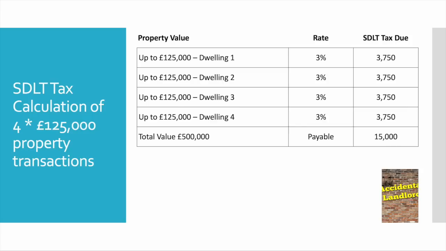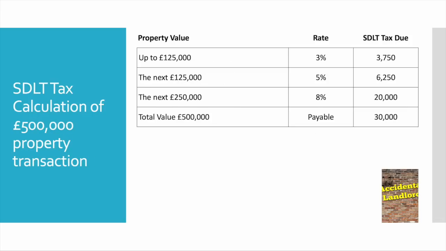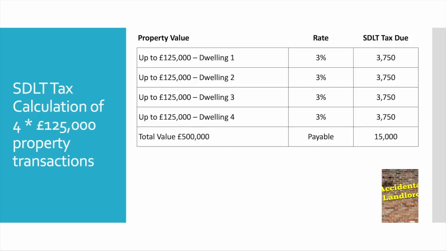What does that mean in essence? That basically means that instead of being able to split the transactions up into dwelling 1, dwelling 2, dwelling 3, dwelling 4 and treat each one as a 3% stamp duty land tax rate, what you would effectively do is add up the value of each property. So in this case, the value would be 500,000, and then you would do the land tax calculation the same way as you do a single property of value 500,000. So that would be your calculation. That's effectively what the linked transaction legislation means.